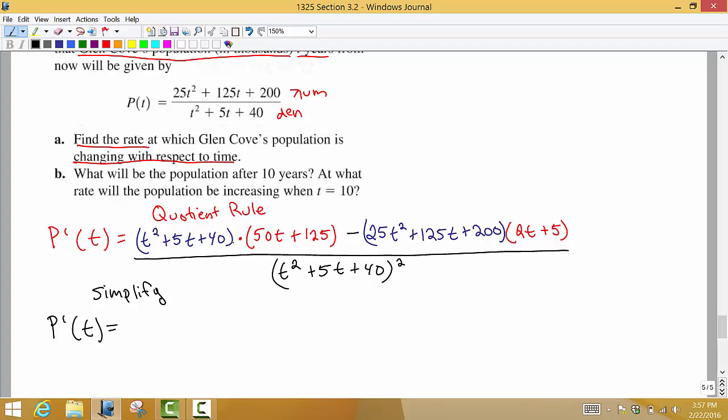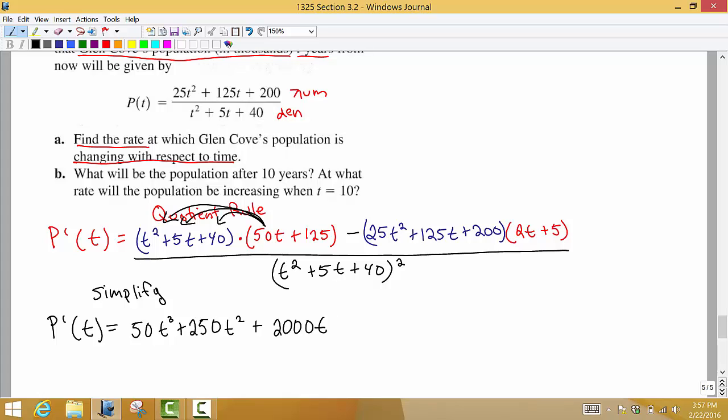So we have a trinomial times a binomial, which means we're going to have to do a double distribution. So I'm going to take 50t and multiply it times each term in the trinomial. So that would be 50t cubed plus 250t squared plus, and that would give me 2000t.